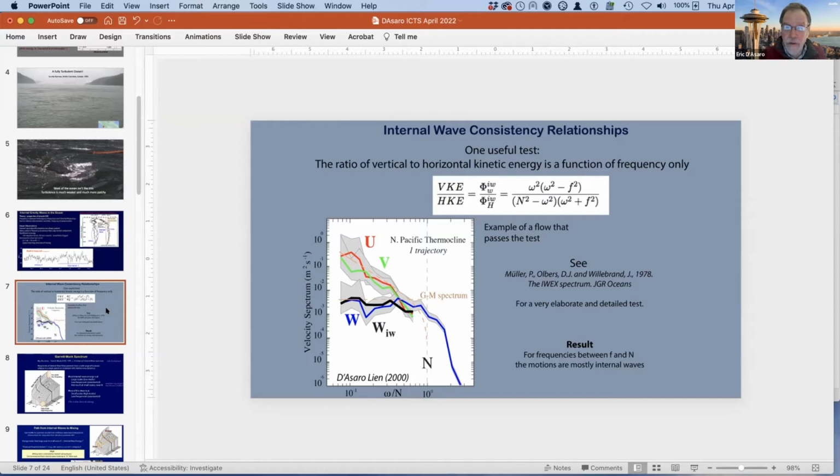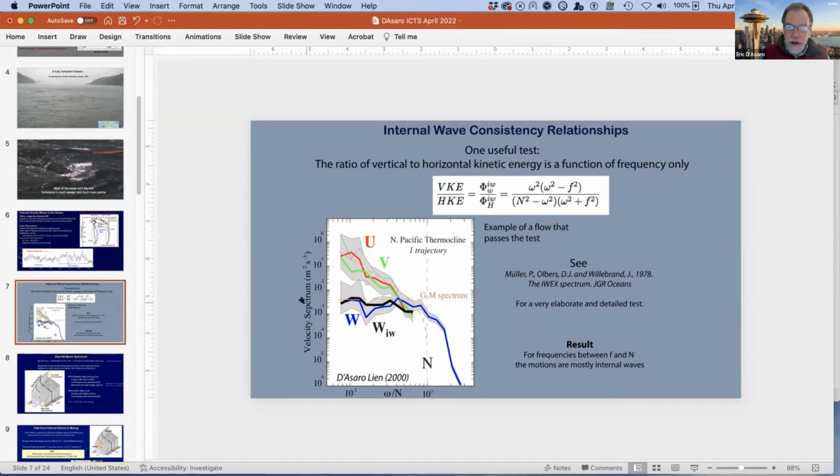And in particular, one of many that's turned out to be useful is the ratio of vertical kinetic energy to horizontal kinetic energy. If you work out the equations for simple internal gravity waves, that ratio is only a function of frequency, which means you can estimate it from a single point measurement, which is very useful. Here's the function that it is of frequency.